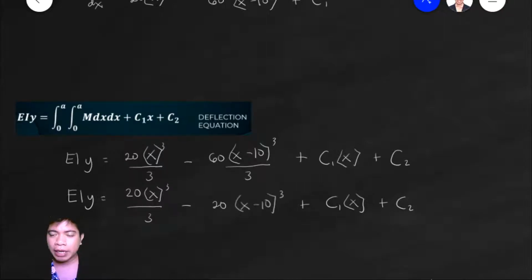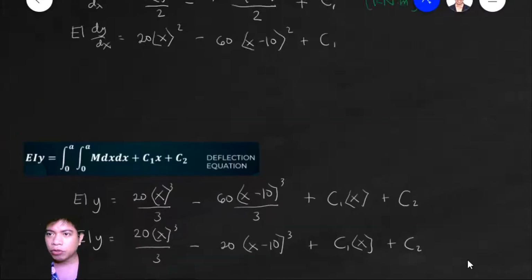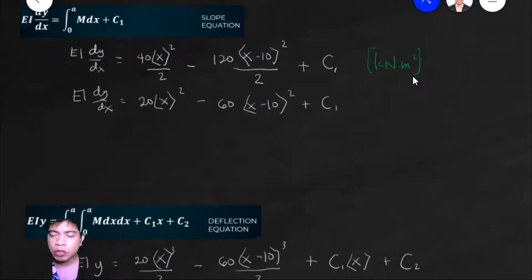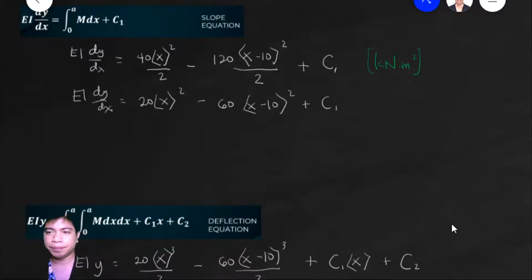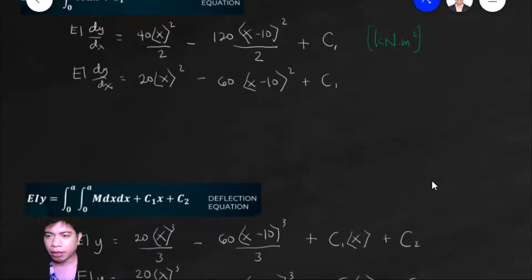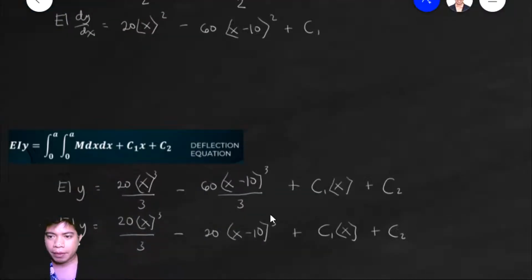Ayun, so ilagay lang natin yung ating unit dito. So kung yung ating slope equation is kilonewton square meter, then dito is magiging kilonewton cubic meter. Okay? So wait lang. This will be kilonewton cubic meter. Okay?